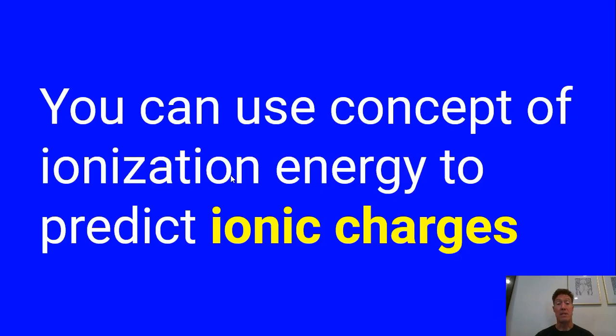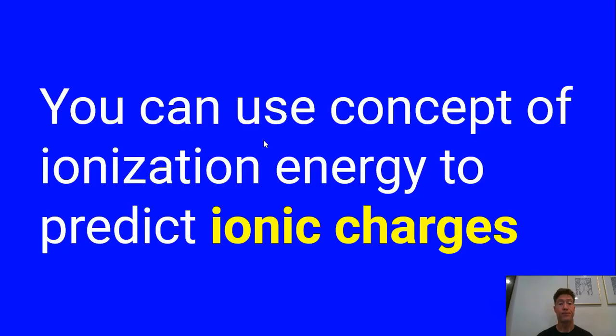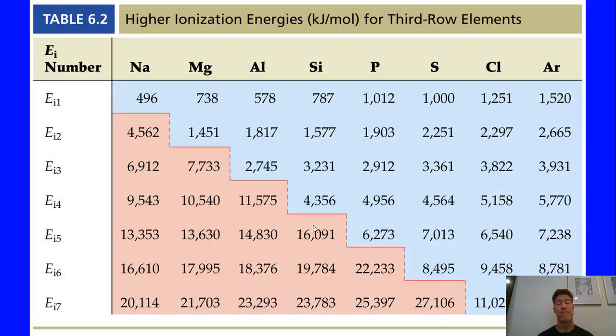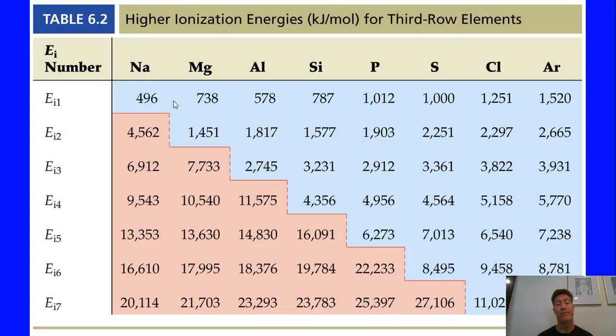So we can use this concept, as I just did, to predict ionic charges. You would say, yeah, this has 1. This would make a +1. This would make a +2, +3, +4, or -4. This has got 5. This is going to make a -3. It's going to want to gain 3. This is going to want to gain 2. This is going to want to gain 1. And this is not going to want to gain anything. So we simply look for the large energy jump between the easier to remove valence electrons and the much harder to remove core electrons. The number of easier to remove electrons equals the valence electrons.